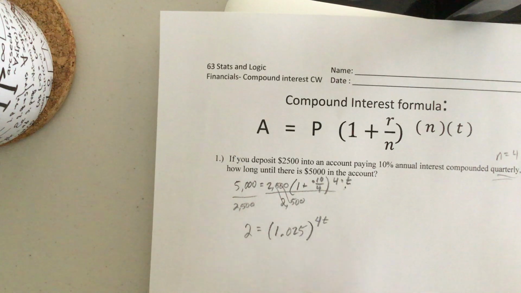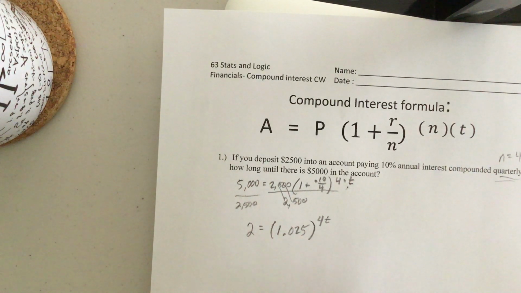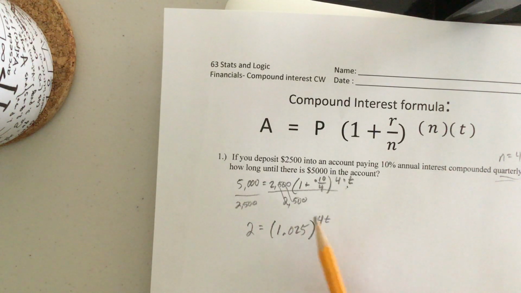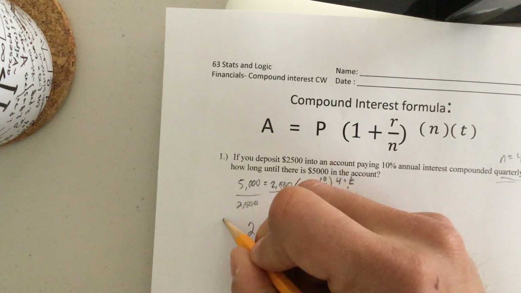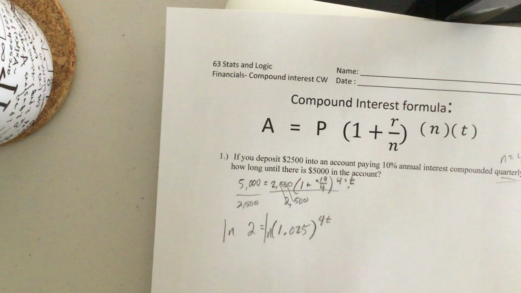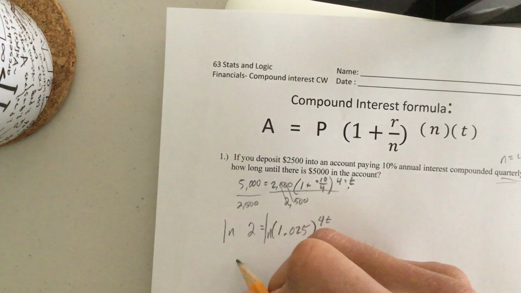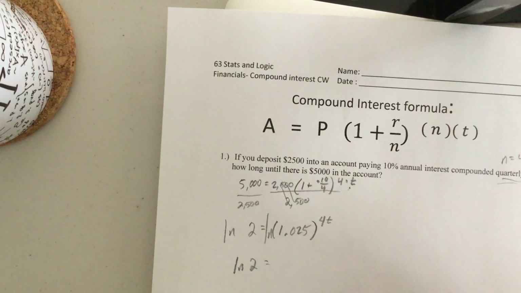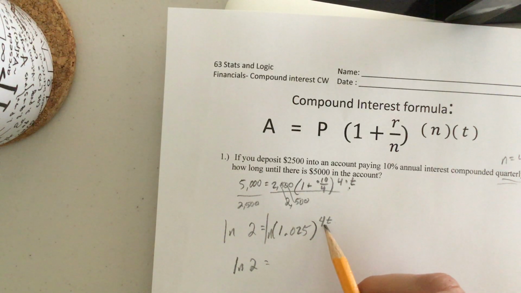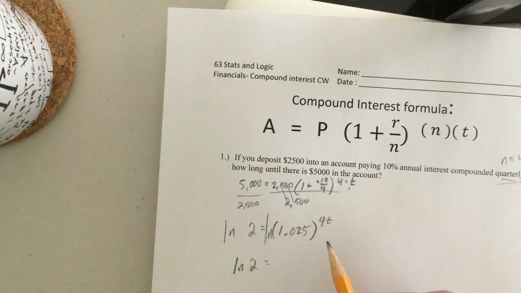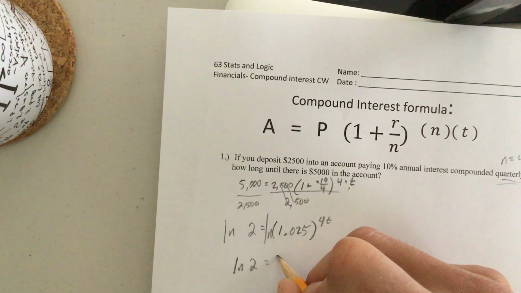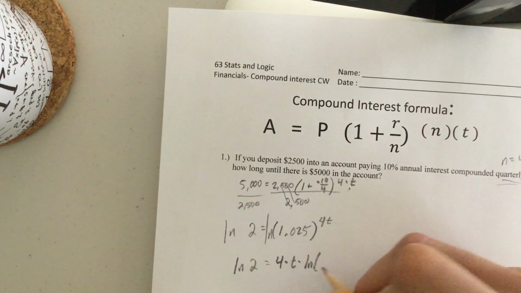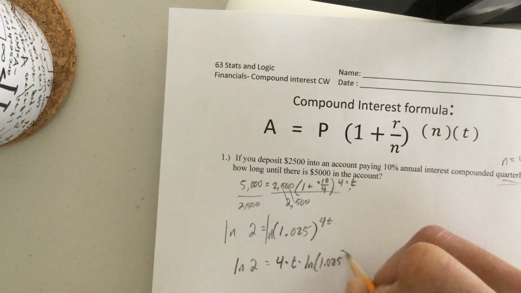Now, this part's new for us. So really slow down and say, wait a minute, how are we going to solve for an exponent? Well, this is actually a pre-calc concept, but we have to take the natural log of both sides. Nothing will cancel, but there's a rule about natural logs, specifically over here on the right-hand side. What we can do with natural logs is pull the power out in front and multiply it by the natural log. So that means this will look like 4 times t times the natural log of 1.025.